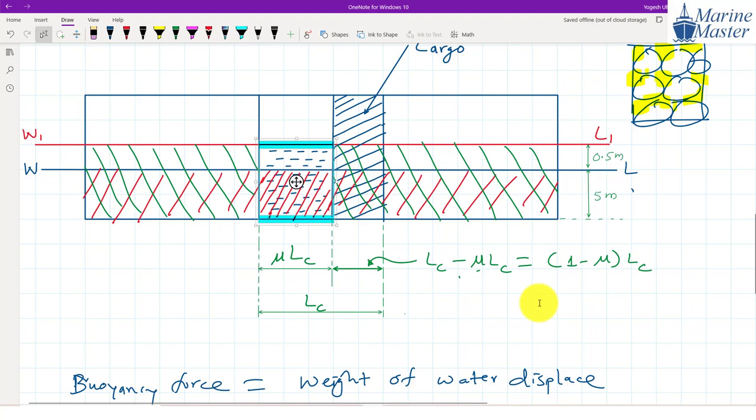So what we can say, now observe. I am showing this portion which is responsible for the buoyancy. This other portion is now not contributing anything to the buoyancy, guys. Earlier it was contributing to the buoyancy. Now, is it contributing after the bilging? Tell me, guys, everyone.